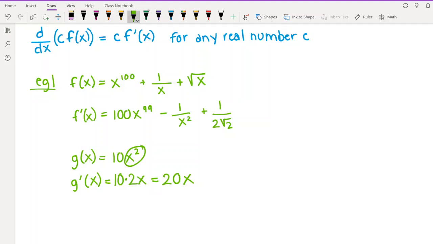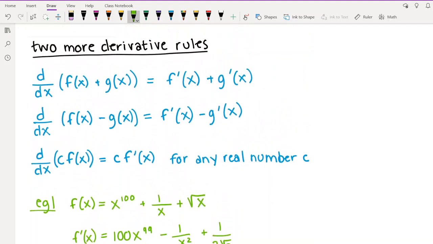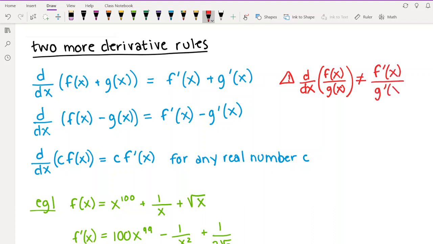And then in a minute, we'll do a few more examples where we pull all of these different rules together and do some slightly more complicated derivatives. But one more thing I want to mention while we're on this topic is a couple of rules that do not exist that I want to make sure everyone knows are not a thing. It is not true that the derivative of two functions divided by each other is the same as taking the derivative of each of them individually and dividing. It just does not work that way.